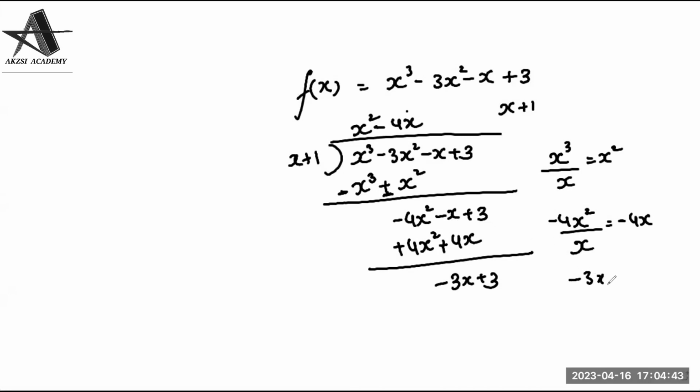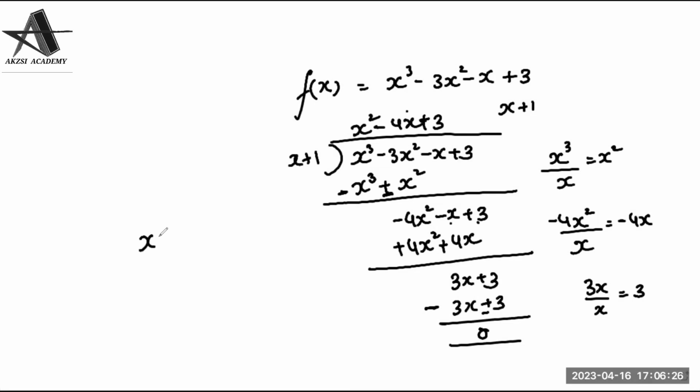Negative 3x over x is negative 3. So negative 3 times x is negative 3x. Negative 3 times 1 is plus 3. When you subtract both, you will get 0. So finally, I can write it as x plus 1 times x squared minus 4x plus 3.